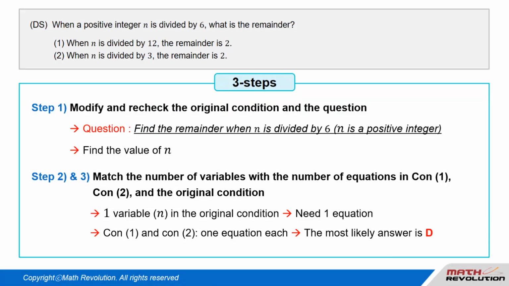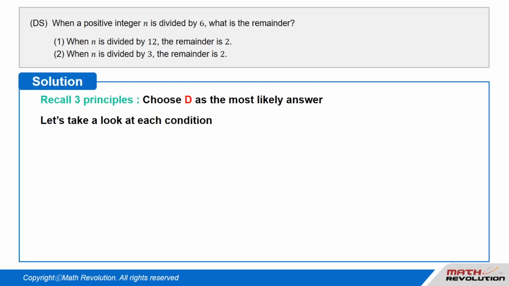From the original condition we have one variable, n. To match the number of variables with the number of equations, we need one equation. Since conditions 1 and 2 will provide one equation each, D would most likely be the answer. Recall 3 principles and choose D as the most likely answer. Let us take a look at each condition.